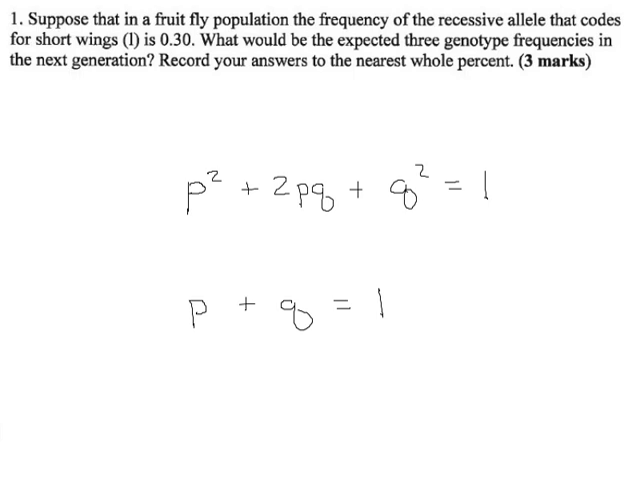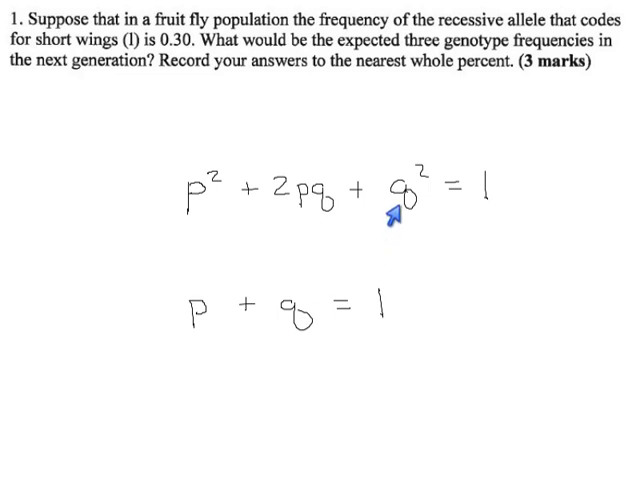Okay, let's try our hand at some Hardy-Weinberg problems and see if we can get any place. Here's the main formula and here's the lesser formula, and they tell us in a fruit fly population, the frequency of the recessive allele for short wings is 0.30. Now, they're talking about alleles here, which means this frequency they're giving us is just for the recessive allele Q. It's not flies that have the recessive trait. That would be up here.